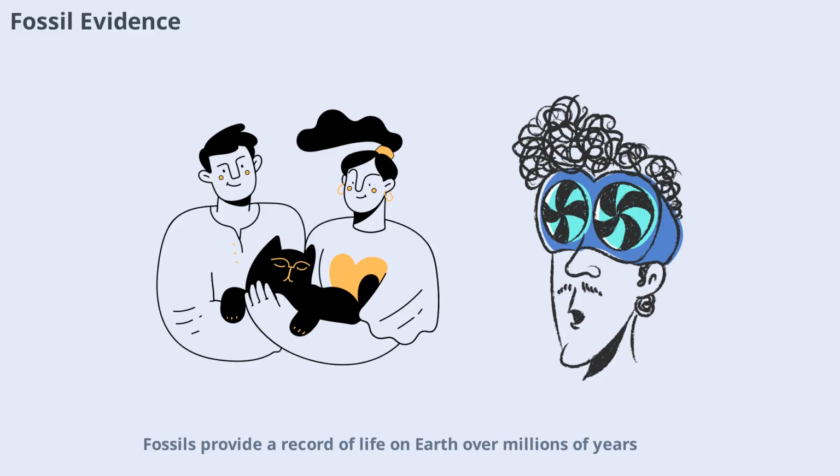Fossils provide a record of life on Earth over millions of years. By studying fossils, scientists can trace the evolution of species, seeing how they changed over time. Transitional fossils, which show features of both ancestral and modern species, are especially important. These discoveries support the theory of evolution and help us understand the history of life.